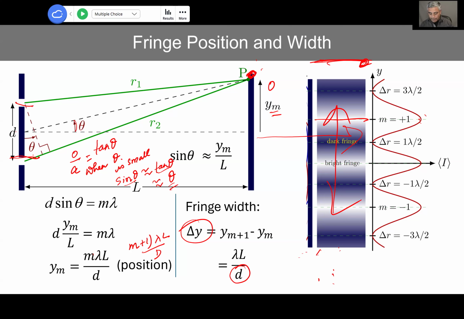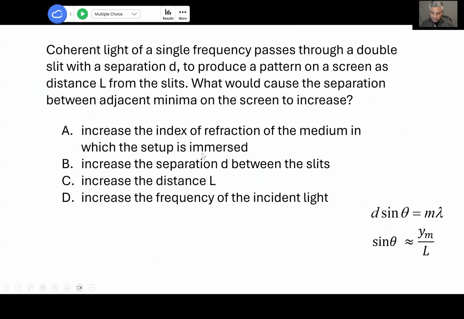Okay. By making the slit separation smaller, you can separate them further. And that's what the previous question was about. It was in terms of angle, but the angle is related to this y, so we can think in terms of y as well. Okay. So now here is a question related to that.